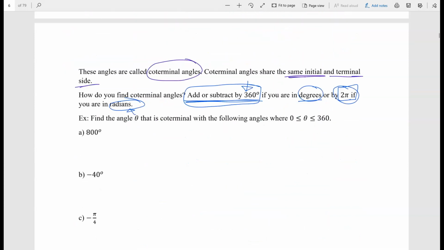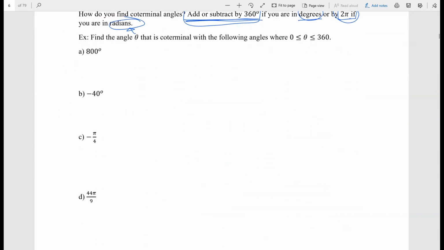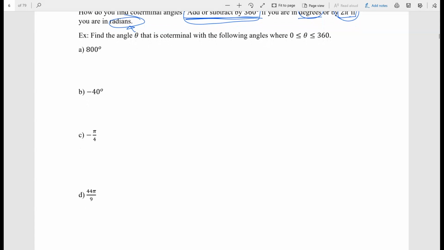All right, let's do some examples. Find the angle theta that is coterminal with the following angles, where theta is between 0 and 360 degrees. There should be a less than there. So here's 800. Clearly 800 is not in this interval. Actually this should be 0 less than or equal to theta less than 360, because 0 and 360 are coterminal themselves.